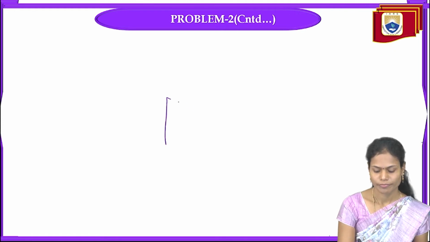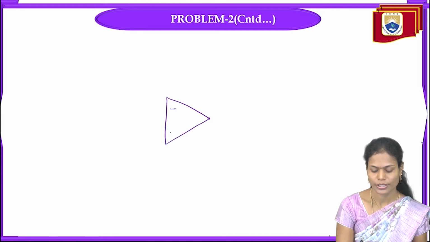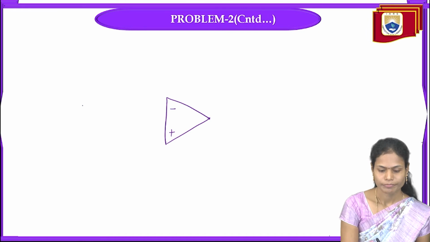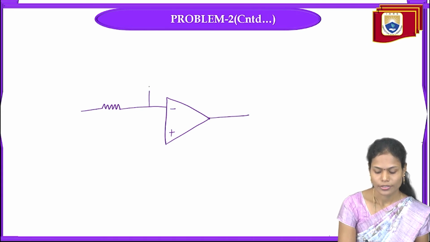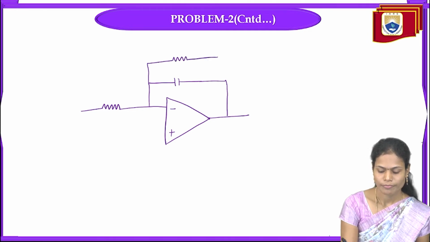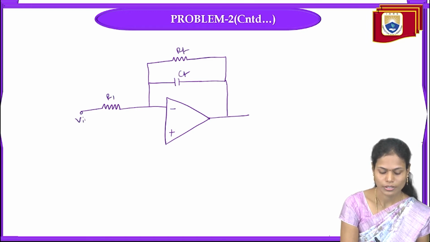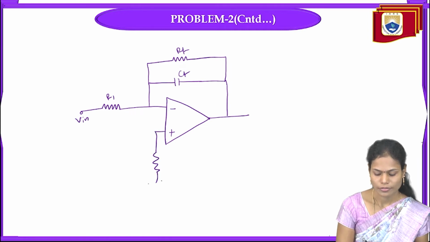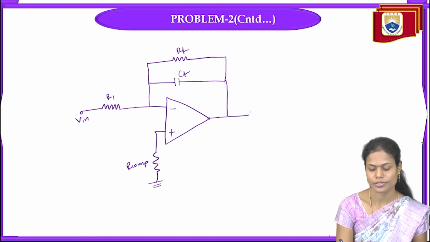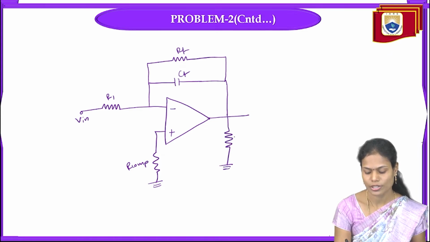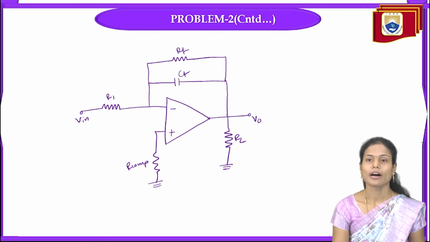So, with these values, we have to draw the practical integrator circuit. With inverting terminal and non-inverting terminal, and the resistance R1. And in the feedback, we are having the capacitor as well as the resistance. This is CF. This is R1. Here we are giving the input signal. And this is the compensation resistance. And along with this, we can also take the load resistance R.